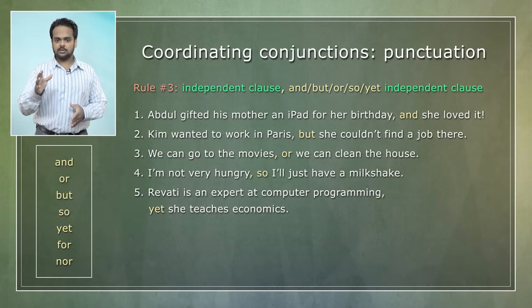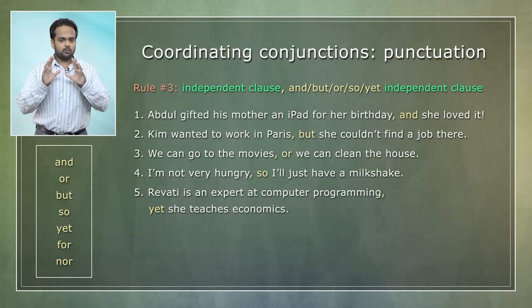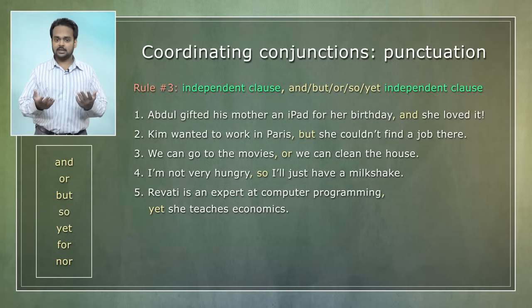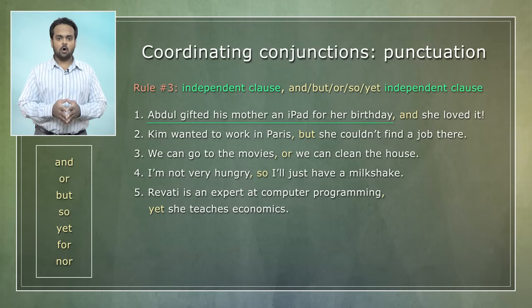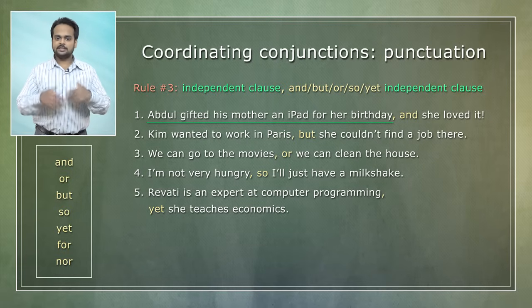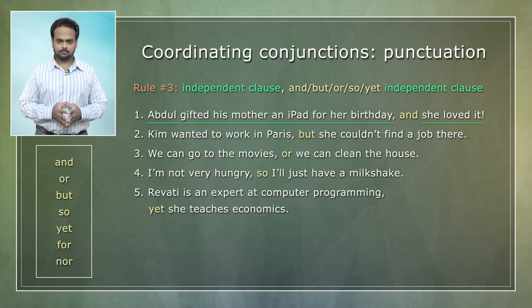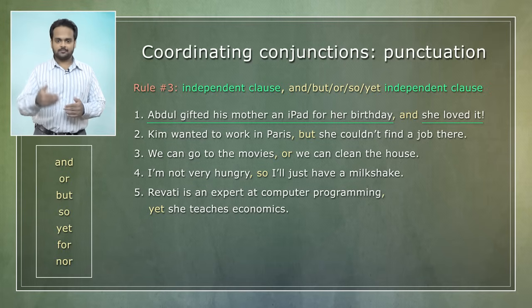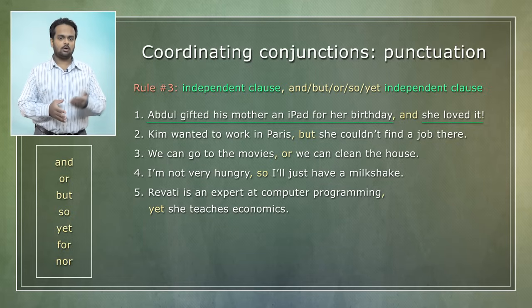The first part is Abdul gifted his mother an iPad for her birthday. Now, if you read this carefully, you will realize that this can be a complete sentence by itself. So it's called an independent clause. The same is true for the second part, she loved it. This is also a complete sentence, so it's an independent clause as well. So the conjunction and connects 2 independent clauses here. So we put a comma after the first clause and before and.